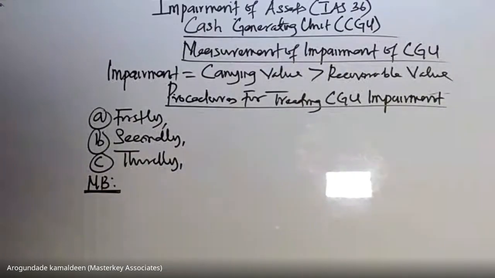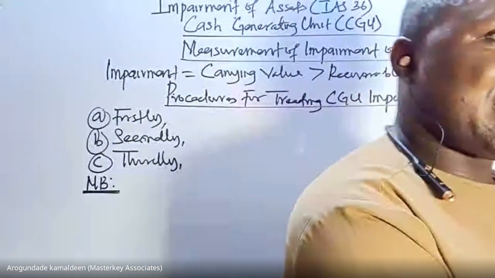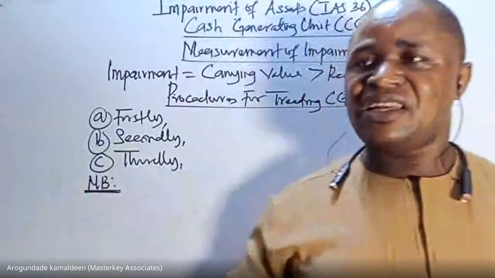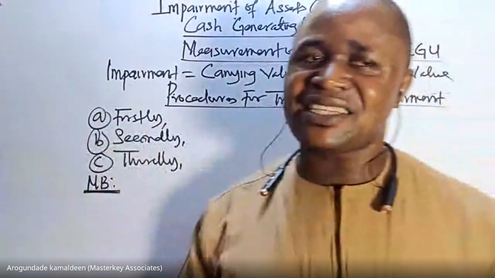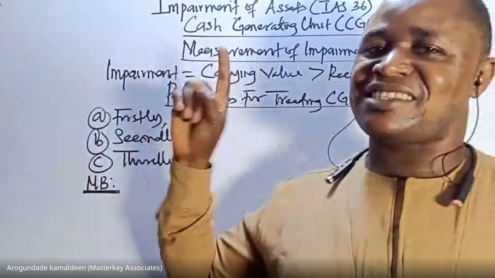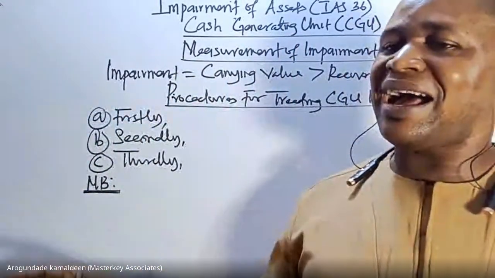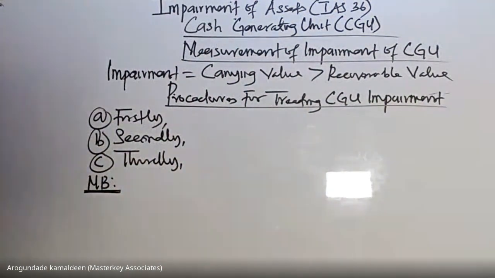Sorry, sir. I was disconnected. My network, I could not get the third allocation, sir. Okay. After you have allocated to the goodwill, and you still have impairment left, then you now prorate the remaining impairment on the other assets in the CGU, except the damaged asset, the goodwill, and monetary assets. Is that clear? So, class, that is that.